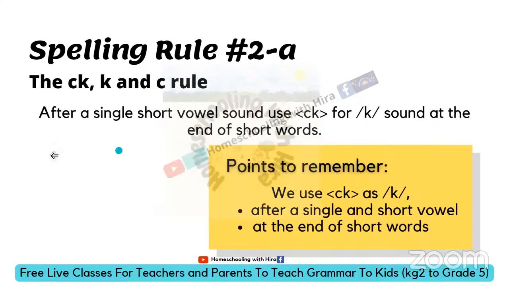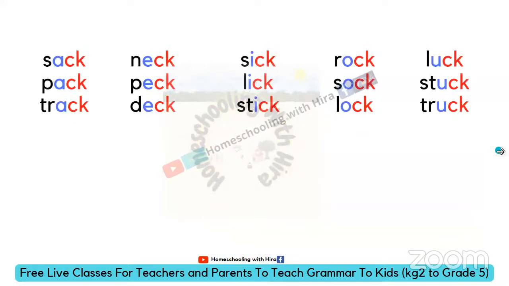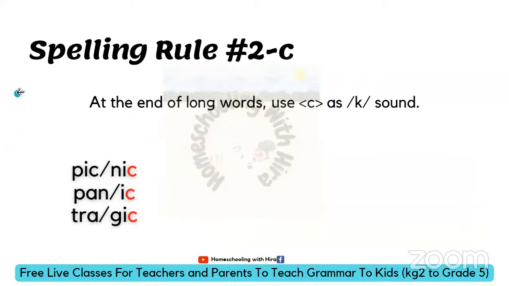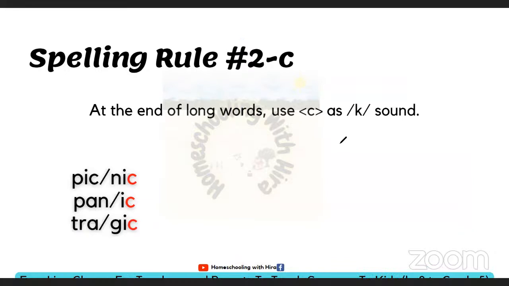shortly. CK rule we have already discussed, so I'm not repeating it just to save time. We have done the CK rule with long vowels as well, and with long words. Just a quick revision if somebody has missed it. If you have a short vowel sound, for example, a, and then a k sound at the end, you will write CK together. For example, sack. After a short vowel at the end of a short word, meaning a monosyllabic word, you will write CK. This is CK rule number 1.